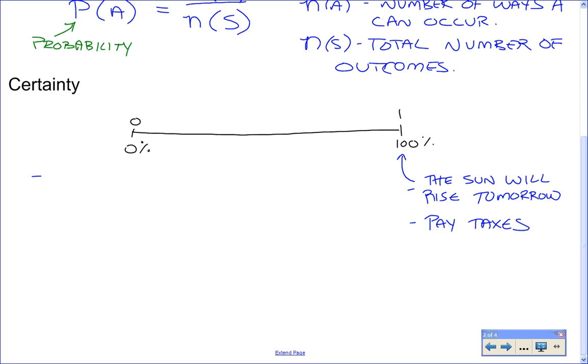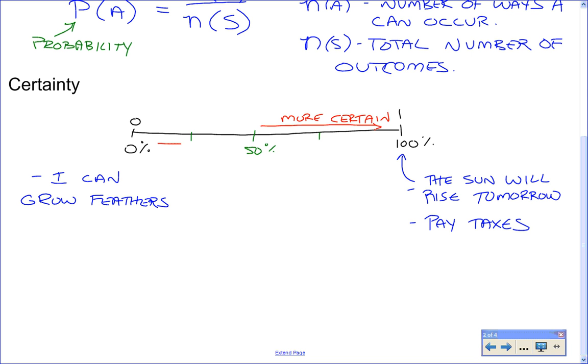What would be a 0% chance of something happening? For example, I can grow feathers. At this point in my life, I am pretty sure that there's a 0% chance I can grow feathers. In between is where our uncertainty lies. So the middle is your 50%. As you move up the scale, to the right, what we say is you're becoming more certain, but not guaranteeing. And when you move the other way down the scale, you're becoming less certain.